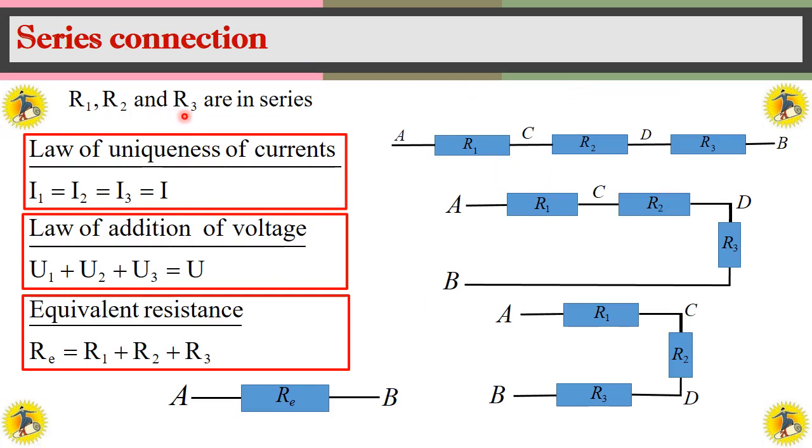R1, R2, and R3 are in series. Law of uniqueness of current: in series connection, the currents are equal. I1 equals I2 equals I3 equals I. Law of addition of voltage: the voltages in series are added. To find the total voltage, we add U1, U2, U3. And the equivalent resistance is the sum of all resistances we have.